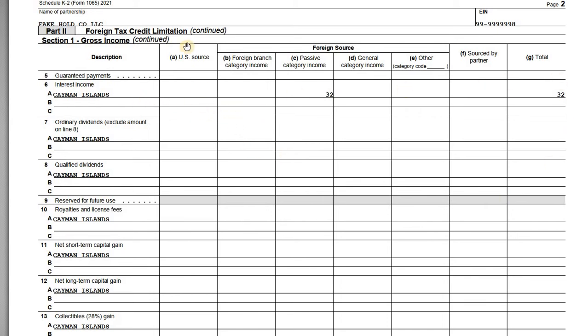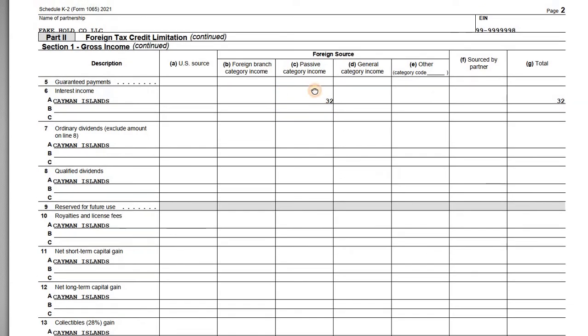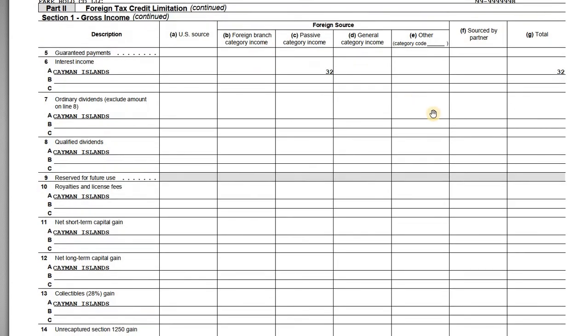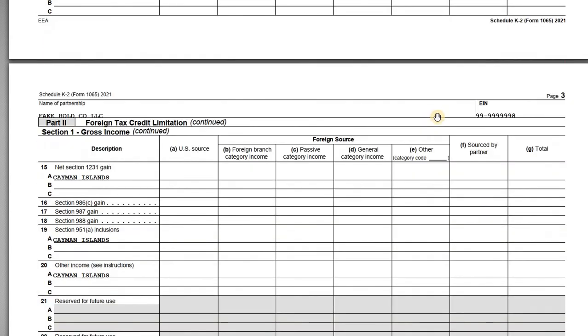Again, think about the sourcing. This is not U.S. source income. It came from a Cayman Islands bank account, so it's not U.S. bank interest, and we're not sourcing it by partner. Interest income is sourced to the location of the payor. Who is the payor of the interest income? In this case, it's a Cayman Islands bank, a Cayman Islands financial institution. So we're reporting $32 of interest, and it's passive category income. It's not included with the branch income. That covers the gross income items.